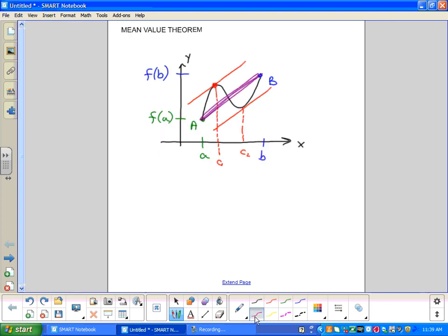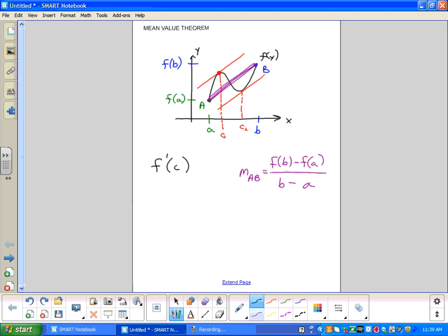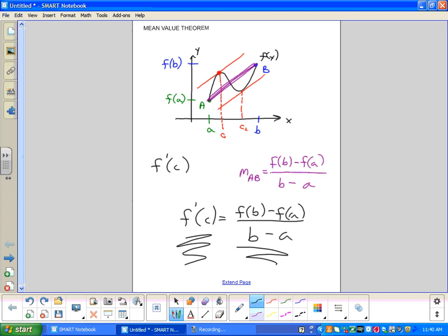We can start by defining the slope, or the average rate of change between A and B. That's simply rise, change in y, over the run. That is the average rate of change. And we know how to find the instantaneous rate of change now. If this function is f of x, the instantaneous rate of change at point C is simply the derivative of the function located at position C. And we are saying that these two are equal. And this is the average rate of change for the two. So the instantaneous is equal to the average rate of change. This is the mean value theorem.